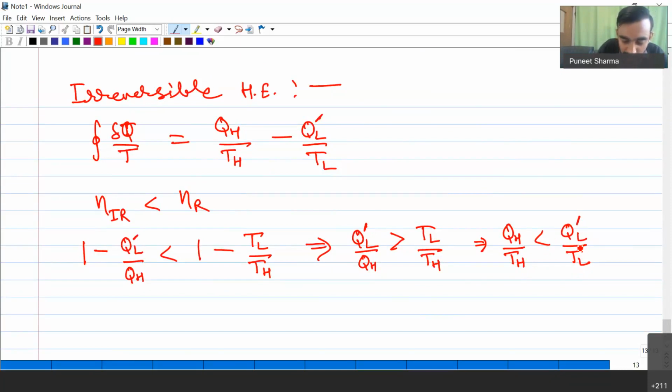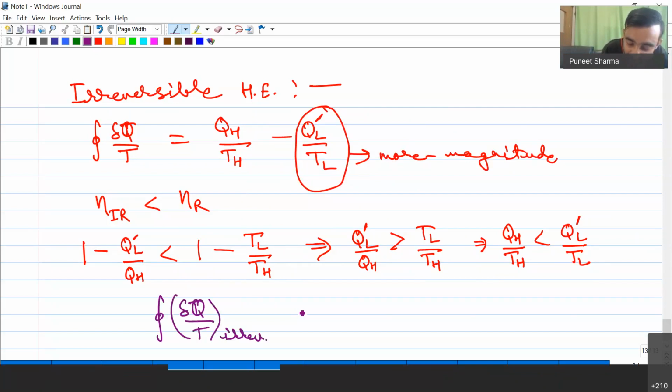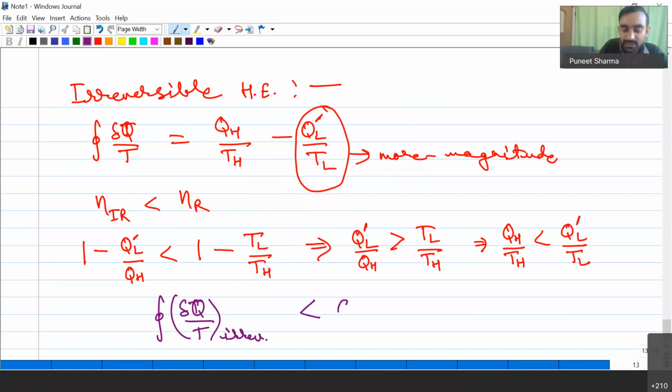So it means this second term in my formulation of cyclic integral δQ/T is of more magnitude. If it is of more magnitude, then what will happen? Finally, I will find that the cyclic integral δQ/T for an irreversible cycle will be less than 0. So this is of more magnitude having a negative sign. That's why overall our cyclic integral δQ/T will have a value less than 0.